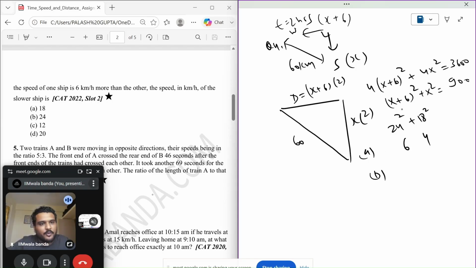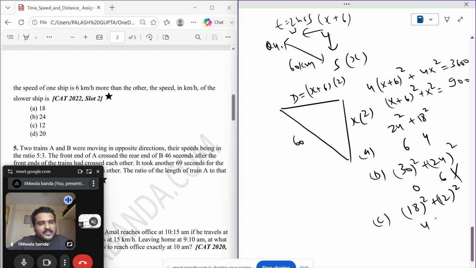B is 24. Let's put 24. That means 30 square plus 24 square. Last digit will be 6. Last digit will be 0. Cannot be 0. So B is definitely incorrect. 12 plus 6, 18 square plus 12 square. So 8 square is 4 and 4, 4 and 4, 8. Cannot be. I think A is correct.